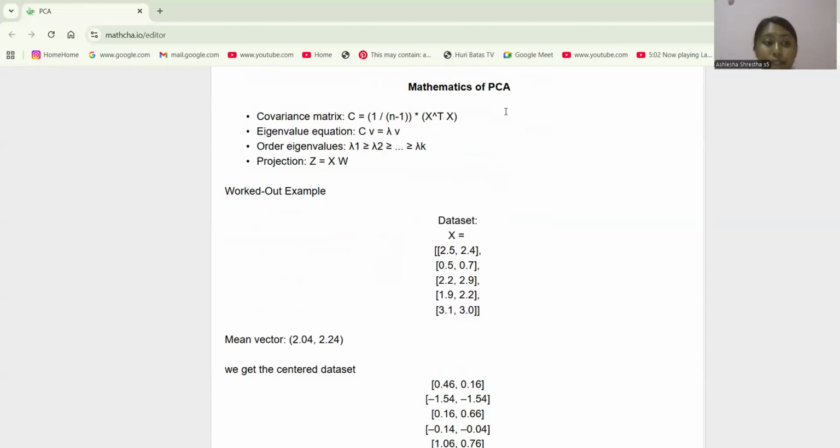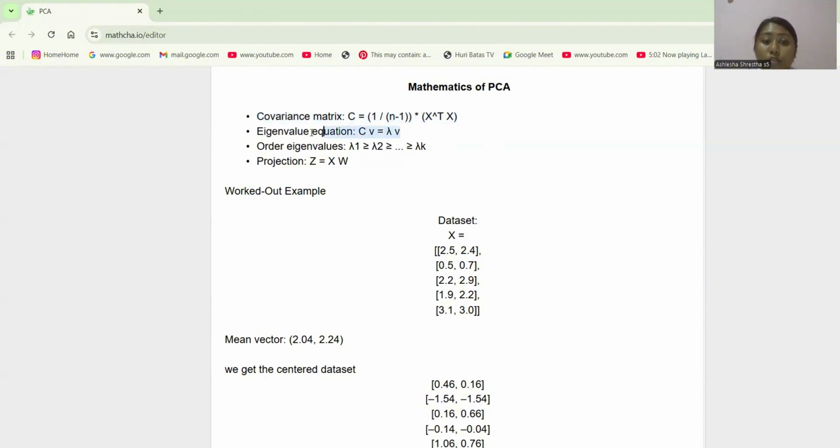To understand PCA mathematically, let's break it down step by step. Here we will start the mathematics of PCA. So first we compute the covariance matrix, which captures how features vary together. The covariance matrix is given by C equals 1 over n minus 1, times X transpose X.